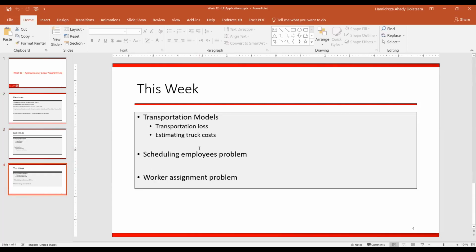From next week, we go for more applications. More specifically, today we go over some transportation problems, scheduling employees, and worker assignments. These are 3 types of problems. So in the last class, which was asynchronous, I posted basically one of the transportation problems.